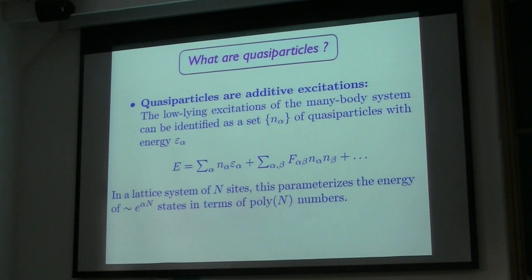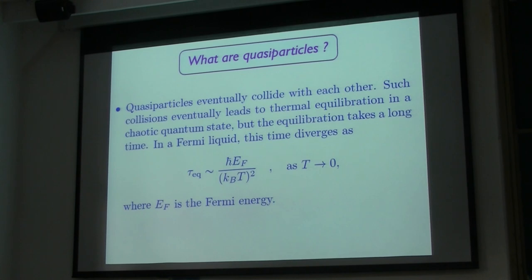So what's a more practical definition? Well, the more practical definition comes up when you start thinking very generally in terms of time-dependent phenomena. So the statement is that if you have a system which has quasi-particles, and you prepare it in some state with some set of quasi-particles.